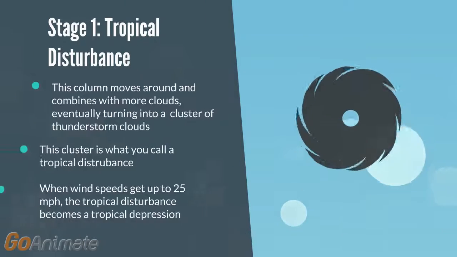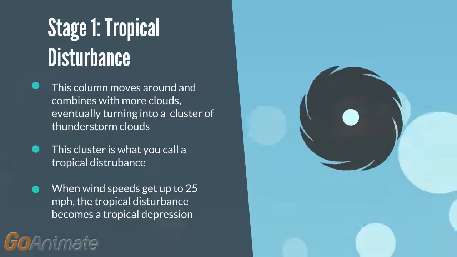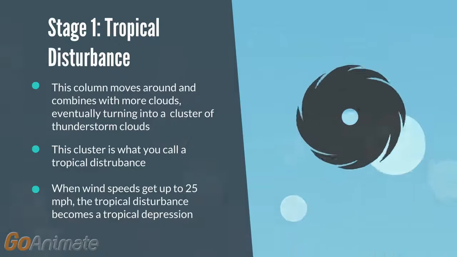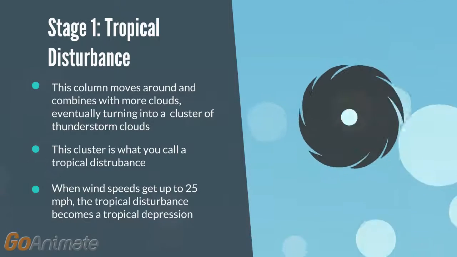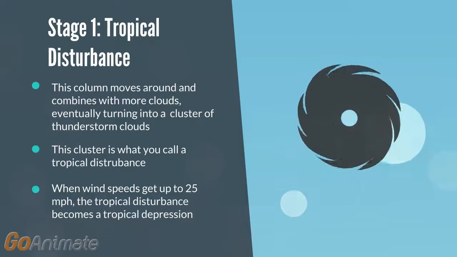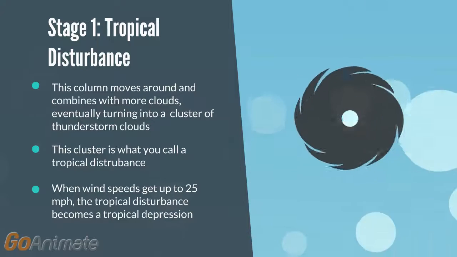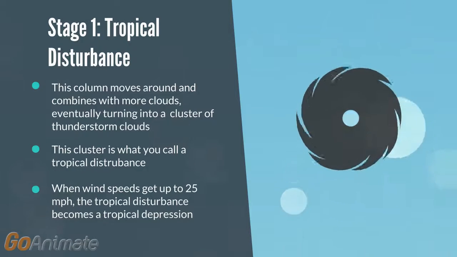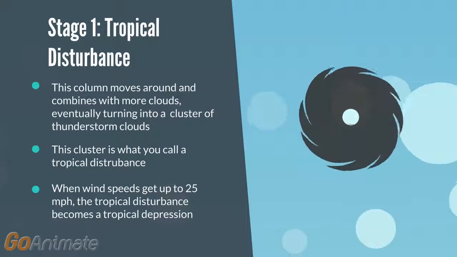This column moves around and combines with more clouds, eventually turning into a cluster of thunderstorm clouds. This cluster is what you call a tropical disturbance. When wind speeds get up to 25 miles per hour, the tropical disturbance becomes a tropical depression.